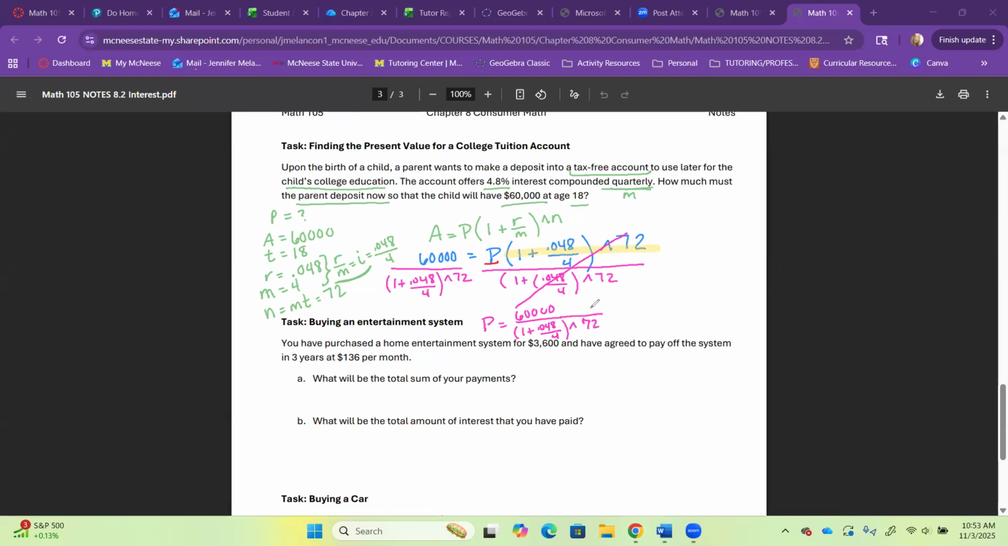So it might be easiest to calculate the bottom number first and then go in and add the top divided by your most previous answer. There's usually a button on your calculator to calculate for your previous answer. So 1 plus 0.048 divided by 4 raised to the 72 power gives me quite a long decimal, and I do not want to shorten the decimal. Do not round decimals until the end, because if I round them in the beginning, it will change my answer in the end.